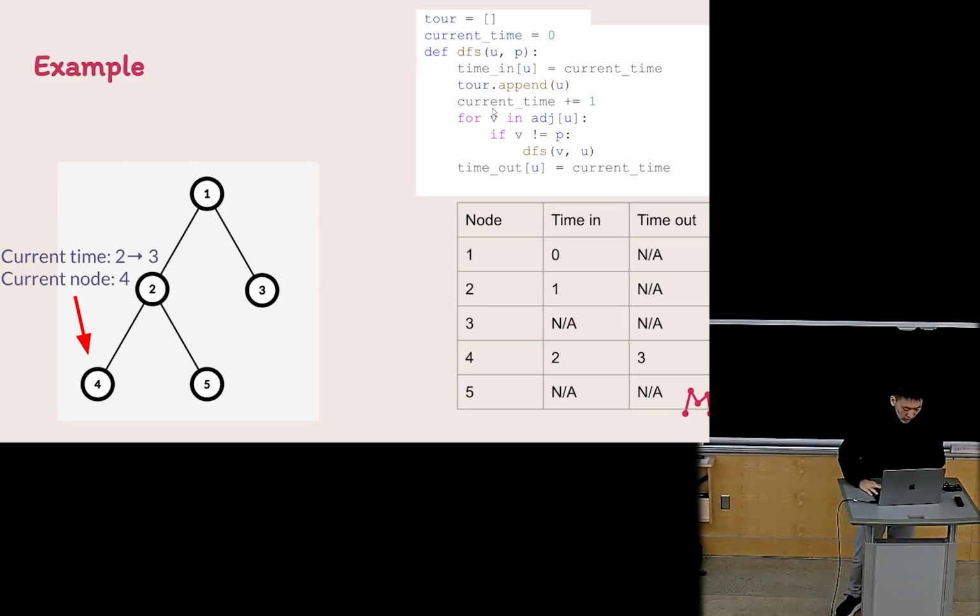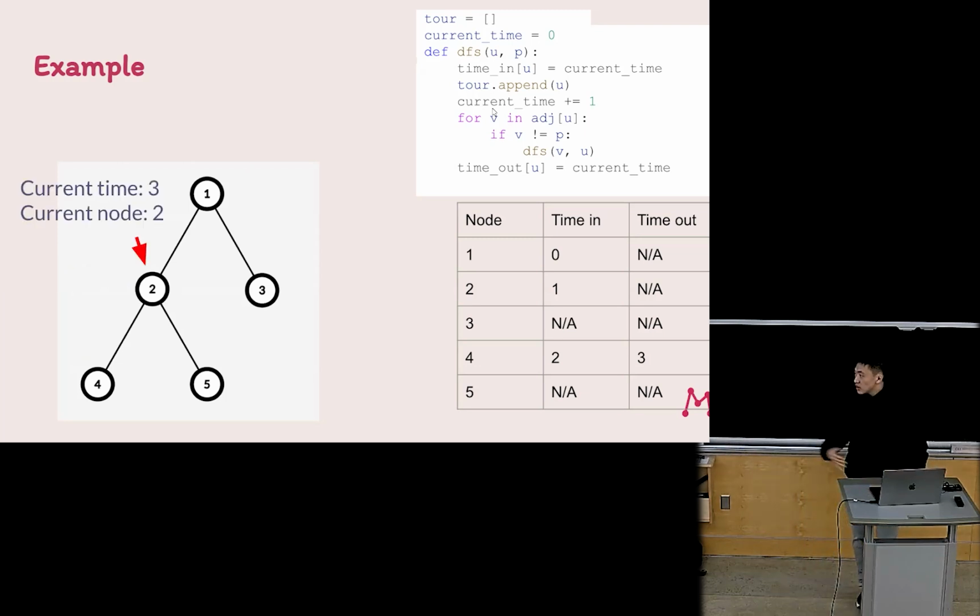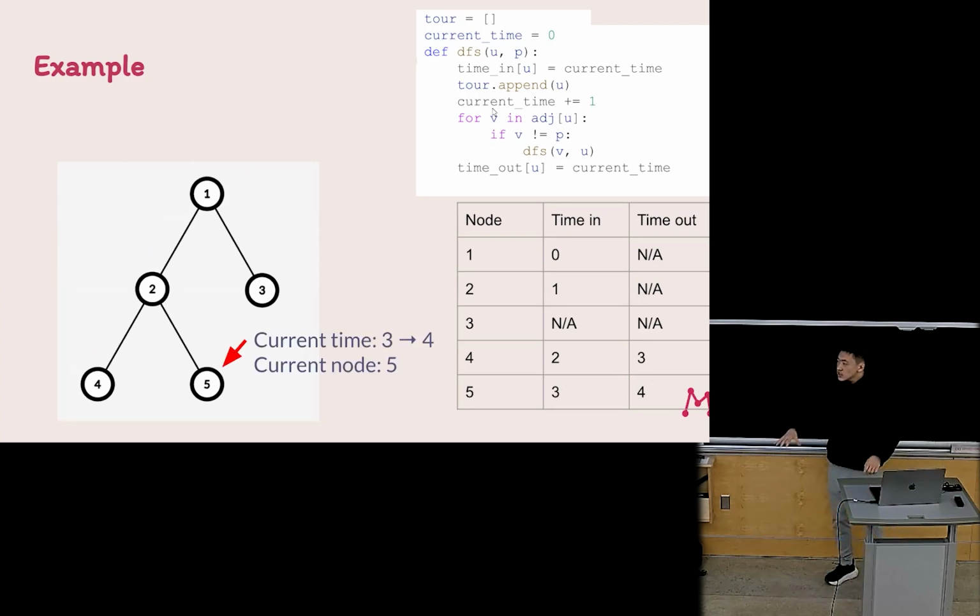So now we go back up to 2, and here we don't really do anything because we still have a child left to go, and so we visit child 5. And now when we're visiting child 5, again, there's no children, so we clock in at time 3, and then we clock out at time 4.